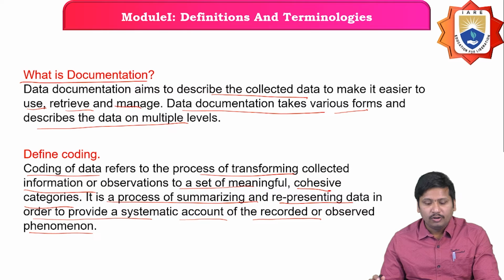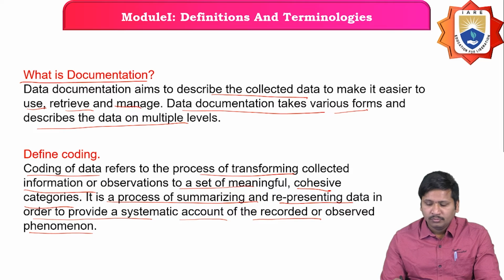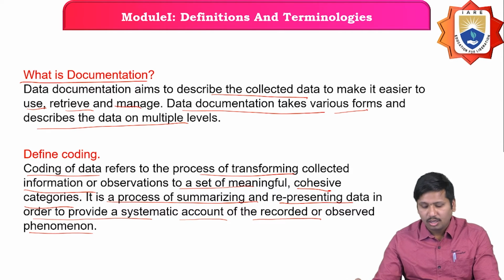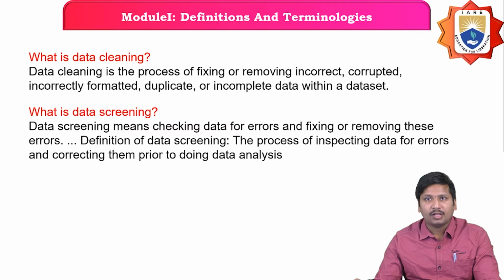So coding of data refers to the process of transforming collected information or observations into a set of meaningful, cohesive categories. It is the process of summarizing and representing the data in order to maintain a systematic account of recorded and observed phenomena.